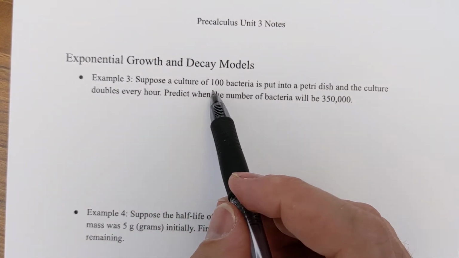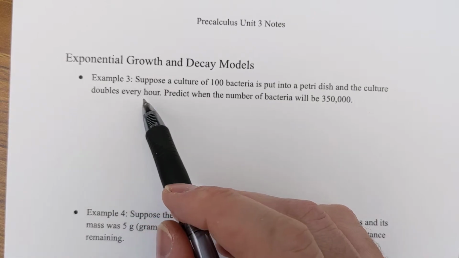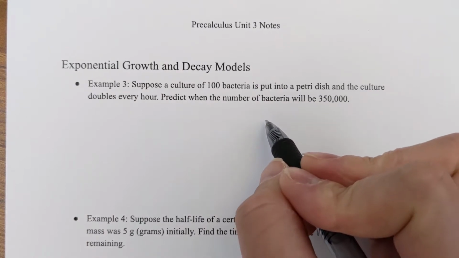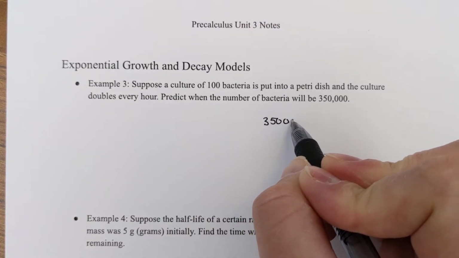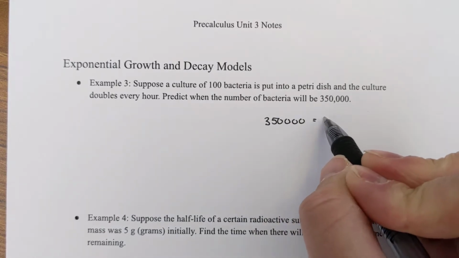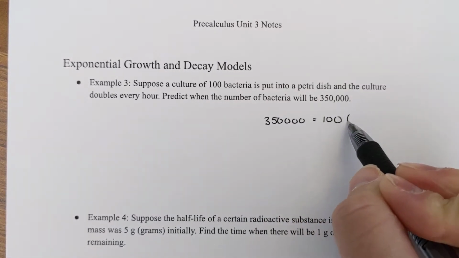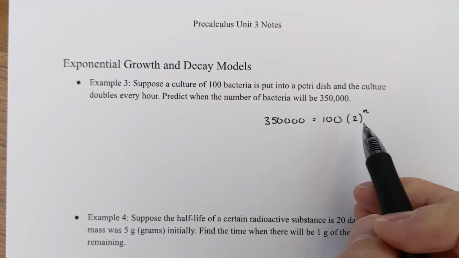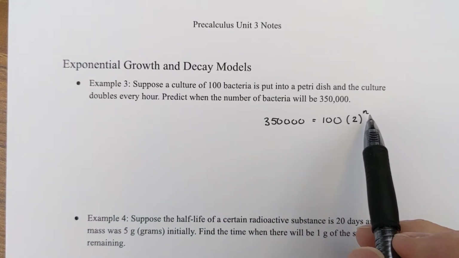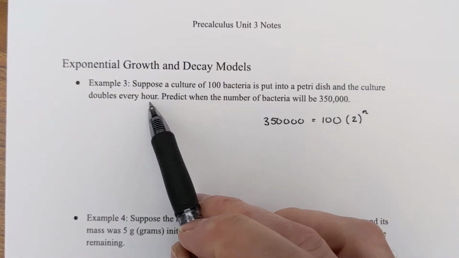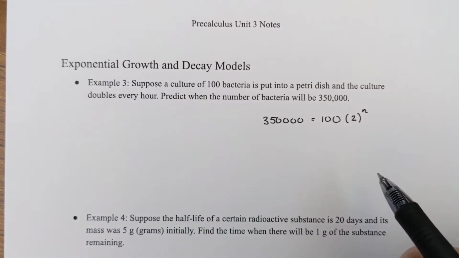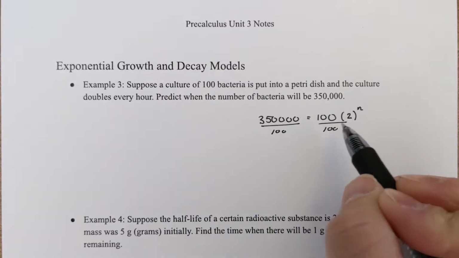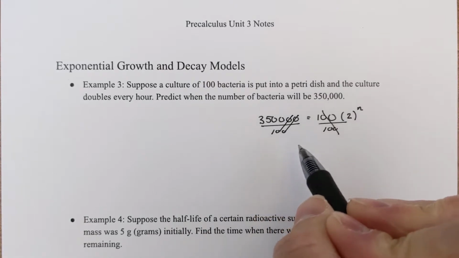Suppose a culture of 100 bacteria is put into a petri dish and the culture doubles every hour. Predict when the number of bacteria will be 3,500. So we're trying to figure out this equation. I start with 100. If it's doubling, this is going to be 2, and I'm going to put an n here instead of t, because I'm counting the number of doubles. In this case, n and t are the same thing if you count in hours. At the end, I'm going to convert that back into the actual time. I can do this step algebraically, so that's going to cancel 2 of my zeros out.